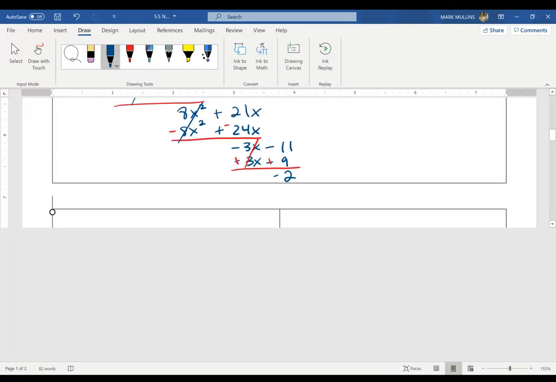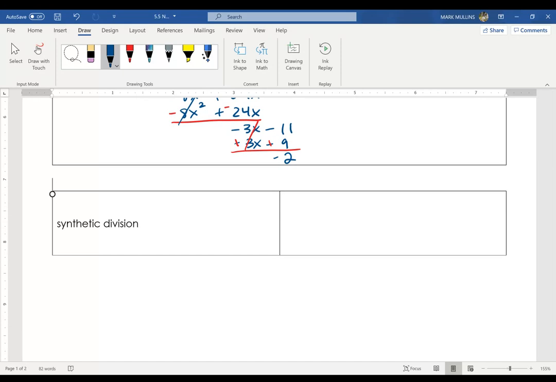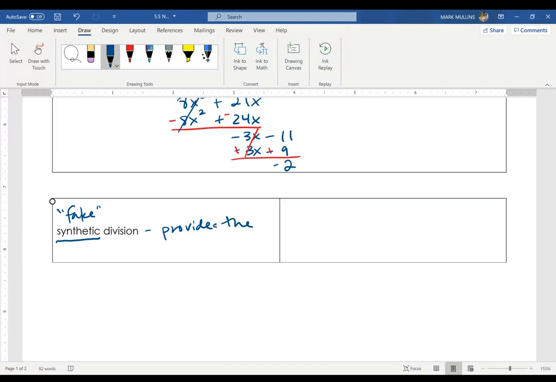So now we're going to look at a different kind of division. It's called synthetic division. And when I think of the word synthetic, I think of the word fake. Like made in a lab, fake division. And that's kind of what we're doing. But synthetic division does provide the quotient and remainder.